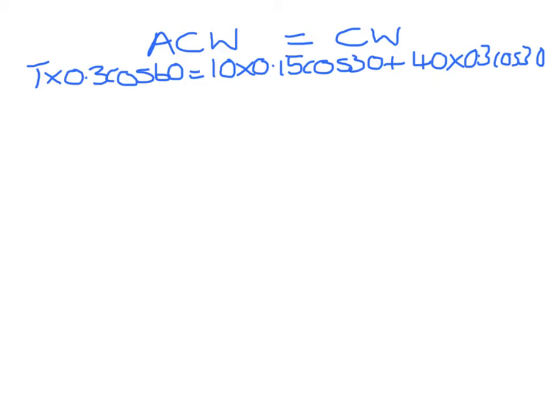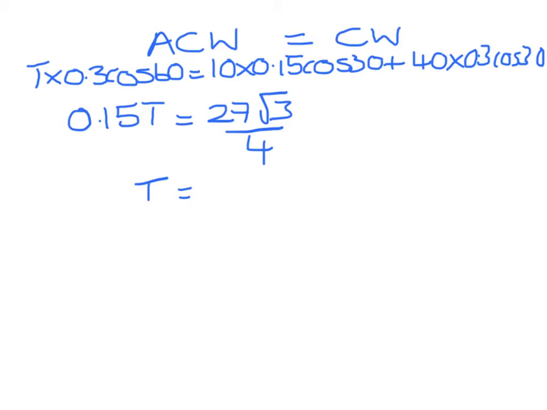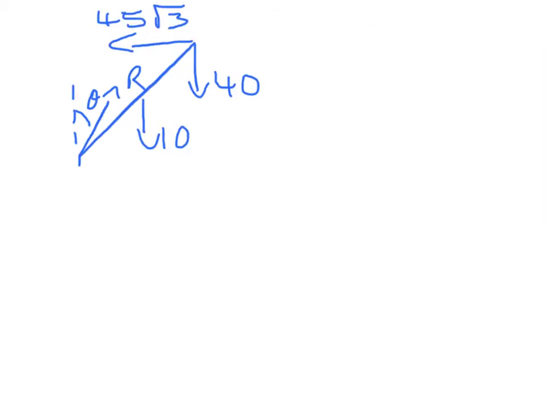Using anti-clockwise moments equal clockwise moments, we have T times 0.3 cos 60 equals 10 times 0.15 cos 30 plus 40 times 0.3 cos 30. This gives us 0.15T equals 27 root 3 over 4, which means that our tension in the cable is 45 root 3 newtons.